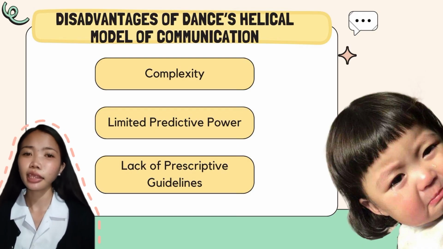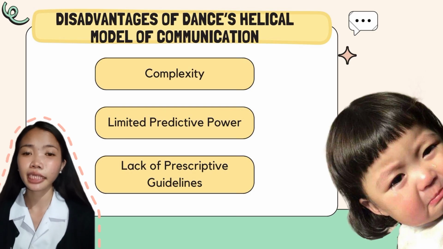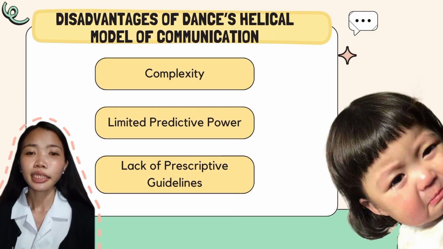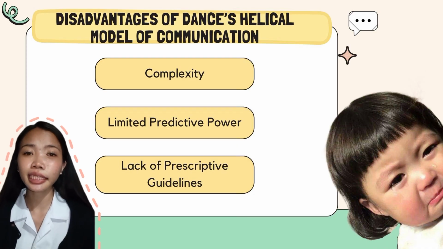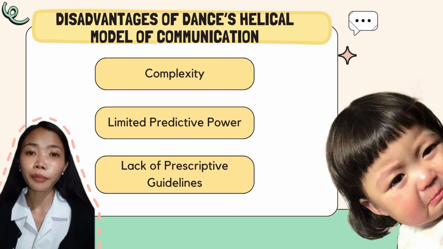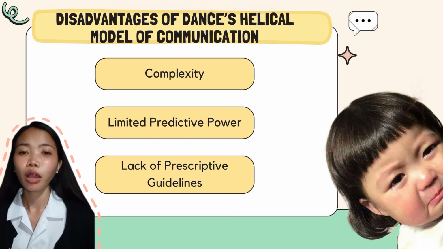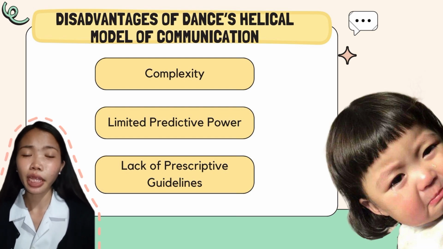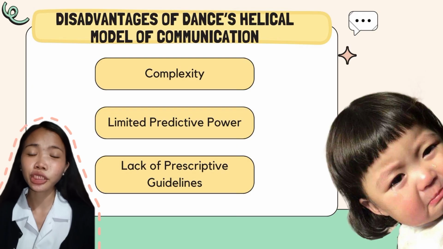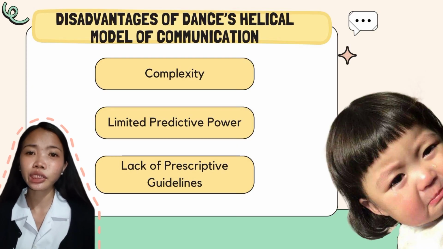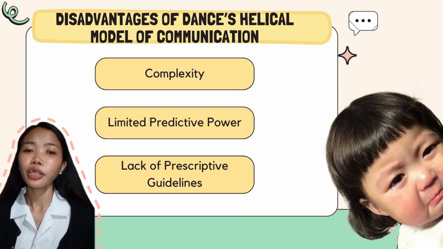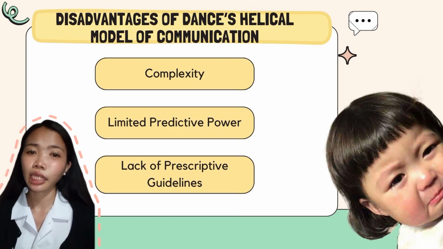Third one, lack of prescriptive guidelines. Dance's helical model is descriptive rather than prescriptive, meaning it describes communication processes as they occur without offering specific guidelines or strategies for improving communication effectiveness. While the model highlights the importance of feedback and adaptation in communication, it may not provide actionable recommendations for individuals seeking to enhance their communication skills or resolve communication challenges.